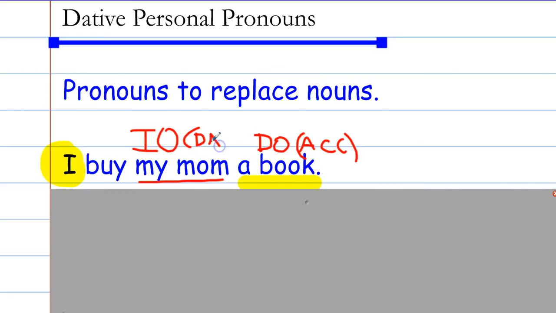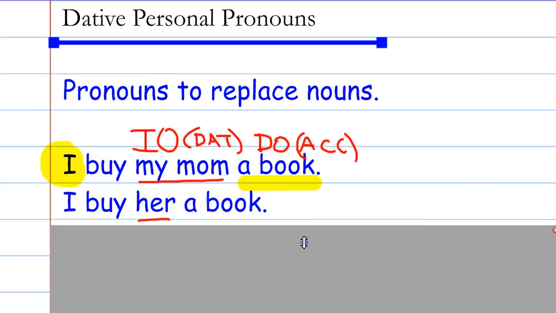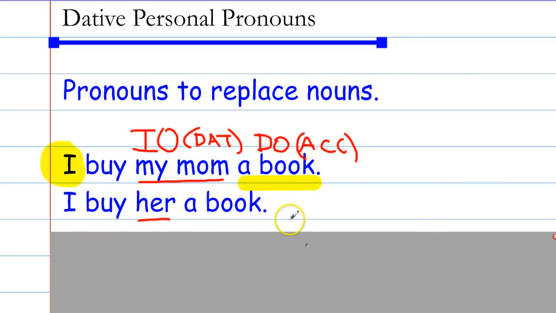And for us in German, we're looking at that as the dative case. So how do we replace that? In English, we just say, I buy her a book. We're going to learn what this her is in German today.